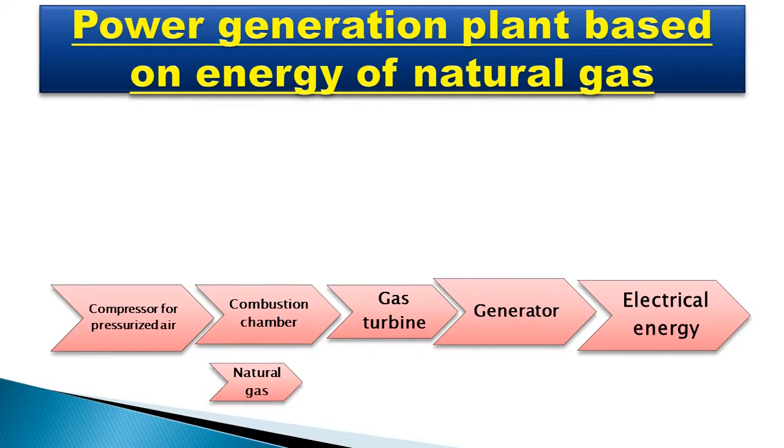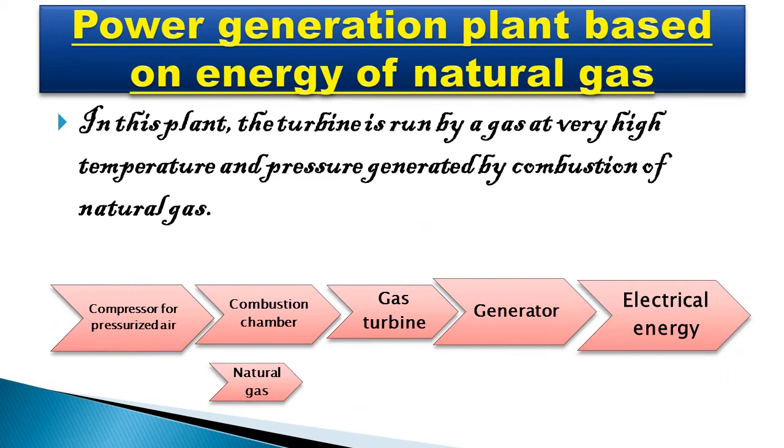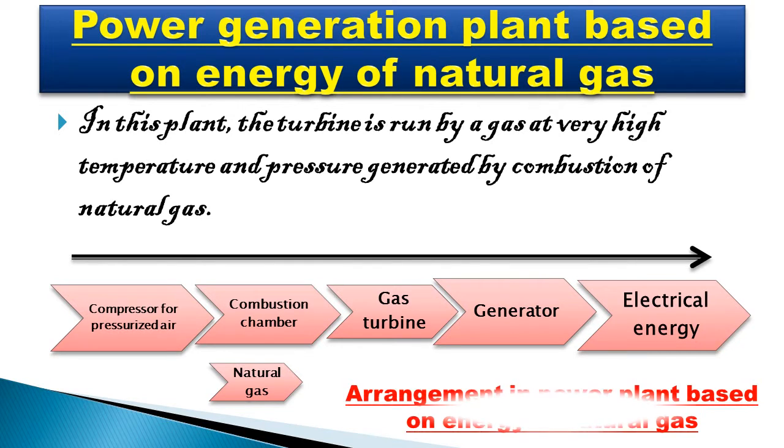In this plant, the turbine is run by a gas at a very high temperature and pressure generated by combustion of natural gas. That means by burning of natural gas at a very high pressure and temperature, the turbine is run, and the turbine is connected to the generator, and the generator will produce the electric energy. Okay, so this is a flow chart arrangement in a power plant based on natural gas.